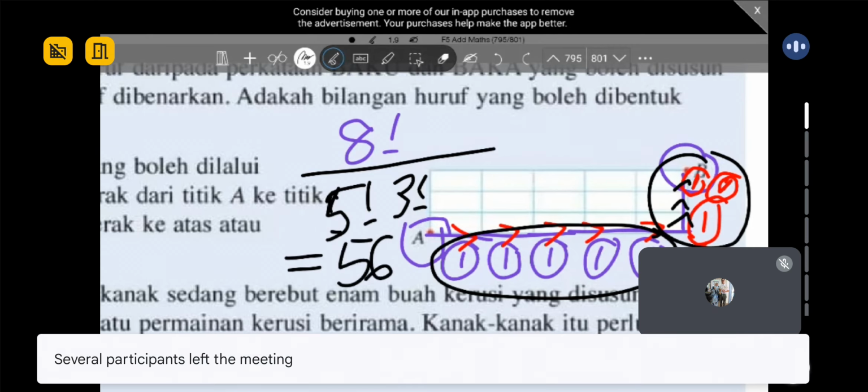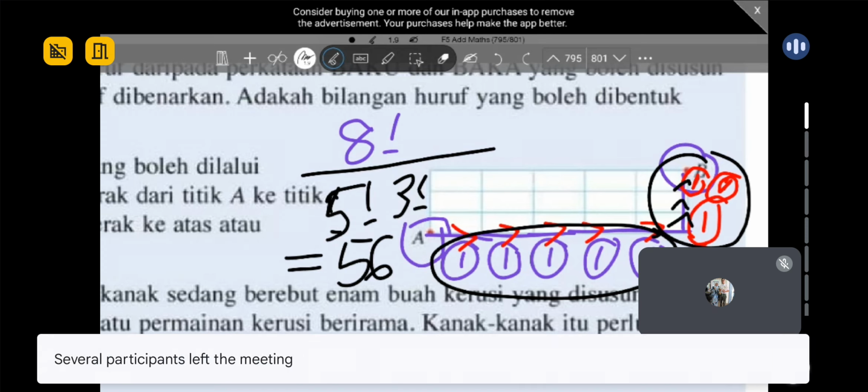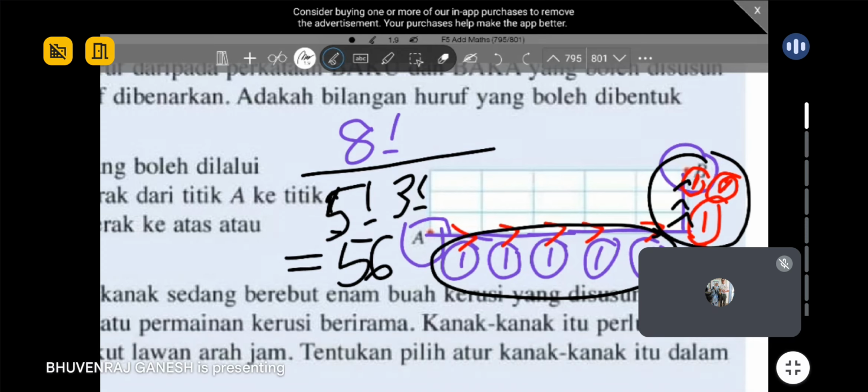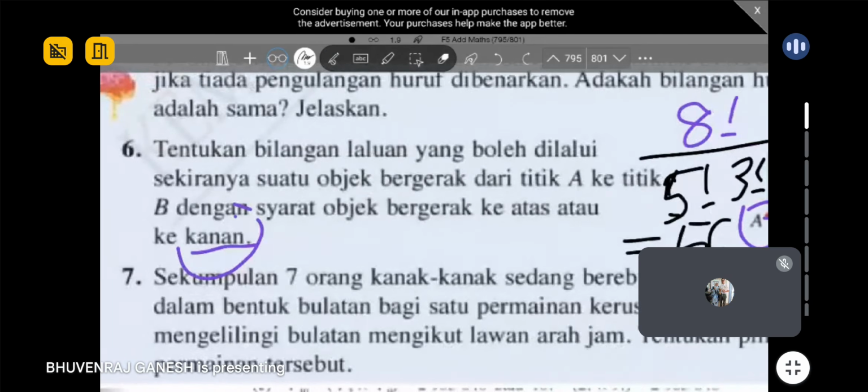Okay? Clear on it? So basically, when you're moving in the same direction, you always divide by the similar objects. Okay, divide by the same objects. So here we have 5. So that's why we divide by 5. Okay? Can you all understand, guys? Can you get it for this question? Clear? So the answer is 56. Okay? So we go to the next question.